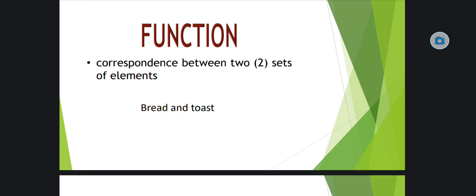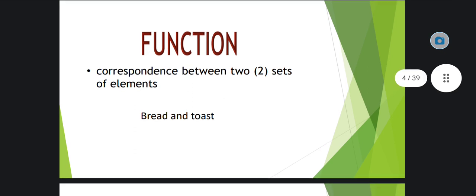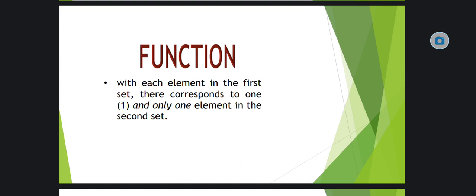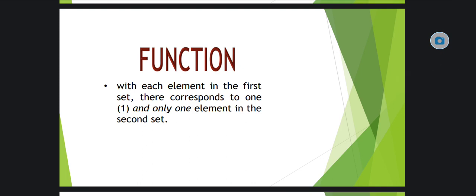For example, we have bread and toast, right? They are correspondent. They are related. Diba? You can't pair bread and washing machine. Okay? So, it should be related. Function: with each element in the first set, there corresponds one and only one element in the second set. Okay? Class, diba? In a relationship, in order for it to work, one should be loyal. The same with math. The first set should be loyal for it to be called a function.